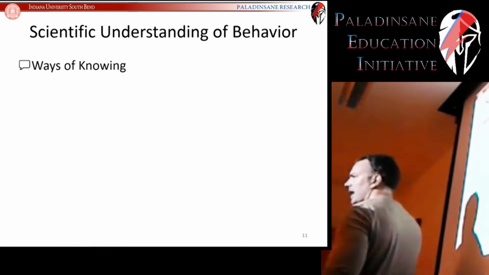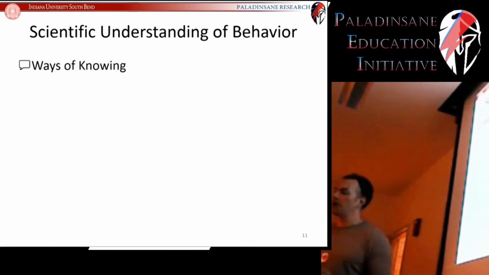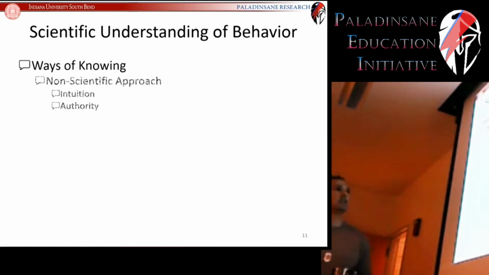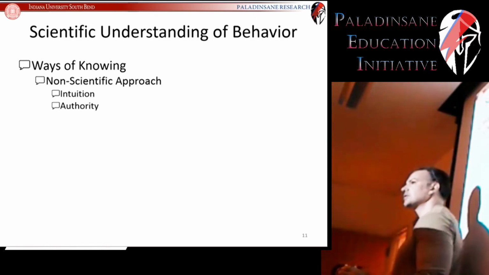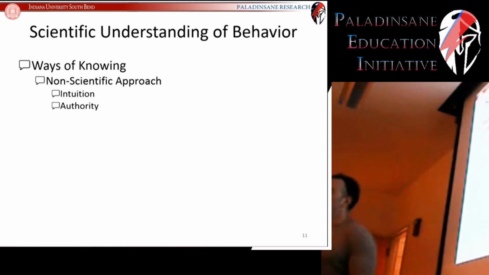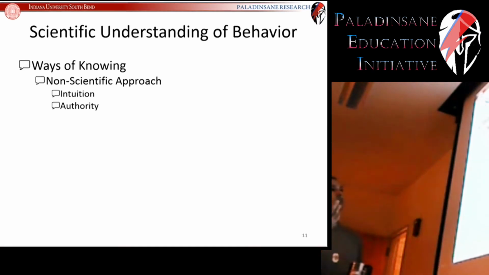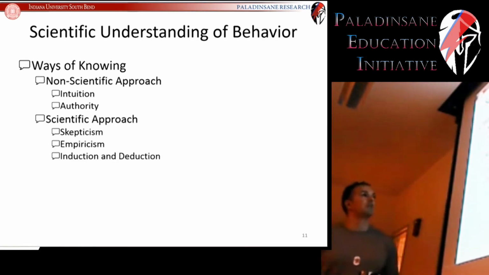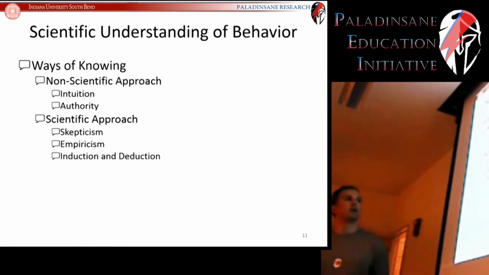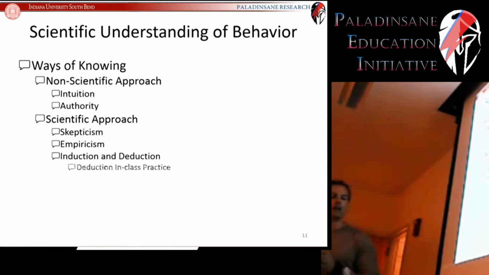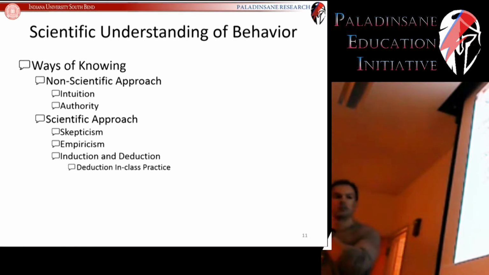We're going to take a look at different ways of knowing, first off, to differentiate non-scientific approaches from scientific approaches. So we're going to take a look at approaches that are non-scientific, like intuition and authority. And then we're going to take a look at the scientific approach, skepticism, empiricism, and we're going to focus on induction and deduction, specifically deduction today. And we're going to have some in-class practice, which is the handouts that I went to go get.